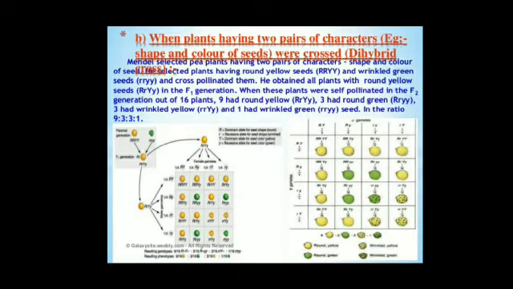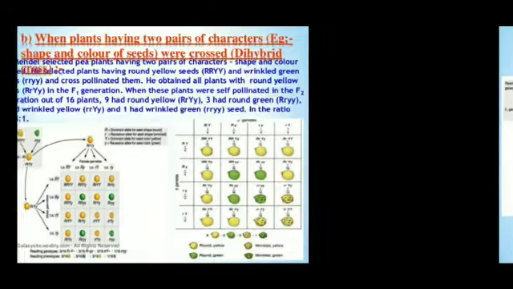Then you just have to combine each, like RY gets combined with RY, giving RRYY, then RY gets combined with capital R, small y, then RY gets combined with small r, capital Y, then RY gets combined with small r, small y. So you have to make all the possible pairs of combination and you will write it there.